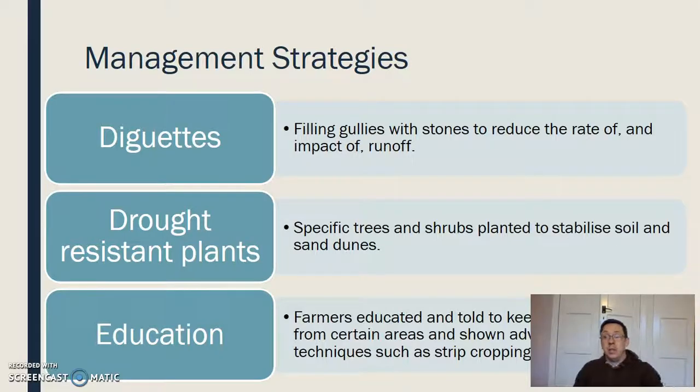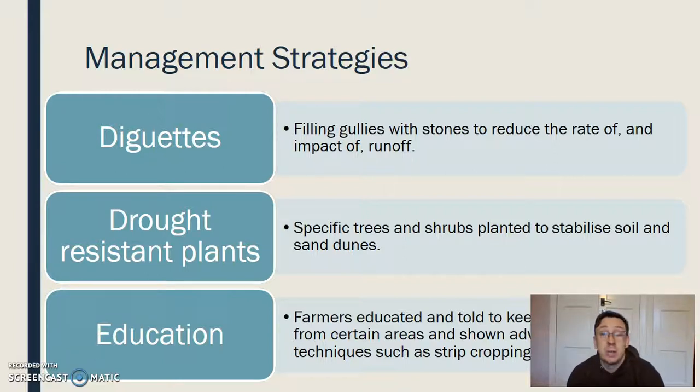Now, what has been done in these areas? This is not a comprehensive list, and some of the stuff we talked about with the Great Plains is relevant here as well. But one example is the creation of diguettes. Diguettes is where you fill gullies and areas like that with stones, and that reduces the rate of runoff and reduces the impact of that runoff. So it stops water washing the soil away as effectively.